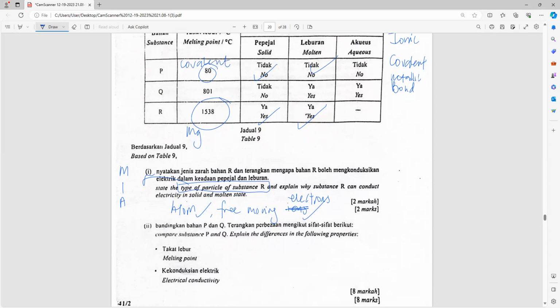You look at the next one. I cannot conduct in solid, but I can conduct in molten. That's a good boy. Okay, so a good boy is an ionic bond. Okay, and not just boy, girl also can. So they ask you to compare substance P and Q and then explain the difference in the following properties. Okay, I just want to take out the answers for y'all.